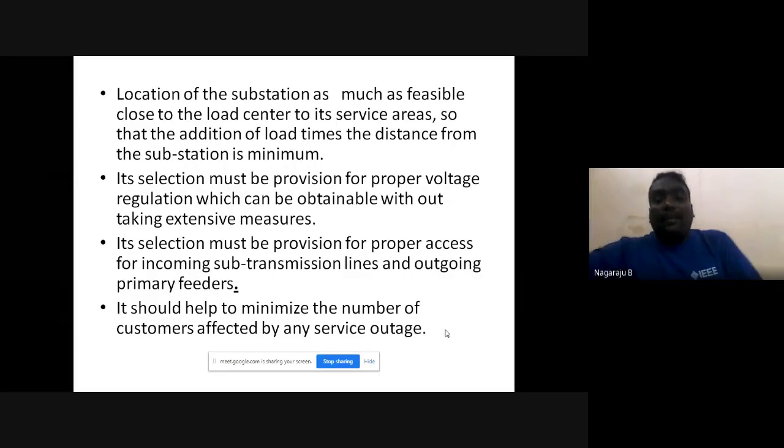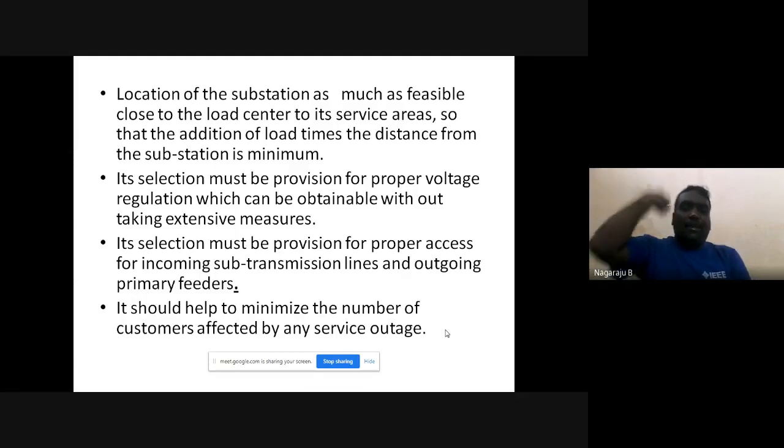That separate line is called an express feeder. A uniform feeder is nothing but a radial type, and an express feeder is nothing but a separate connection. The selection must provide proper access for the incoming subtransmission lines and outgoing primary feeders. It should help minimize the number of customers affected by service outages.